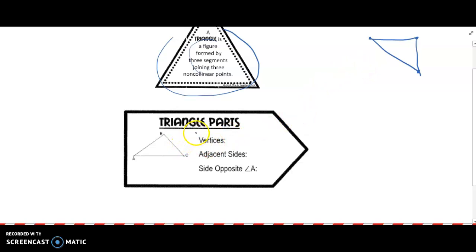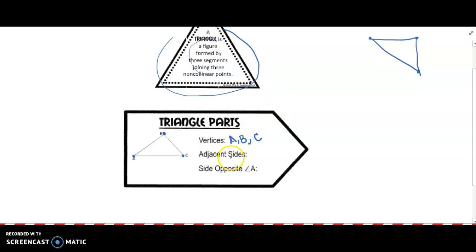All right, so the parts of a triangle now. The vertices, guys, is this, this, and this, okay? It's the points of a triangle. So the vertices, I'm going to put our point A, point B, and point C, okay? Those are the vertices of a triangle.